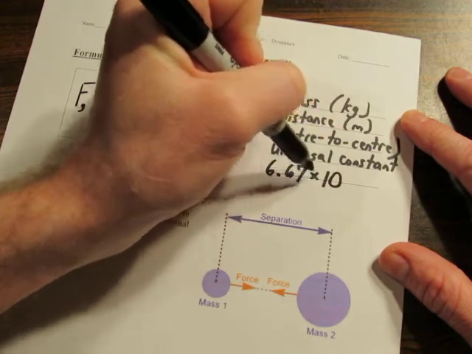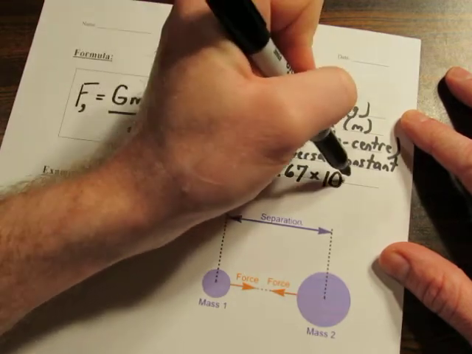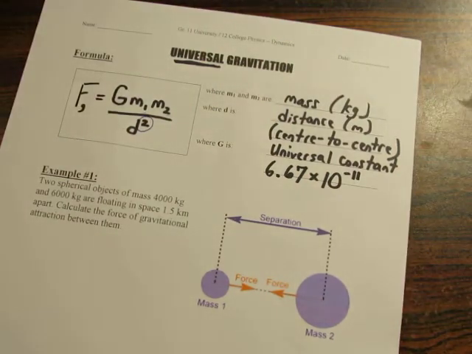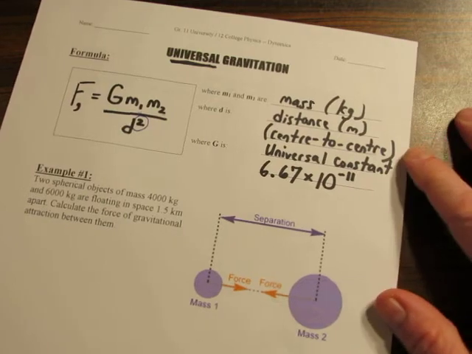The universal constant value is 6.67, very specific, times 10. It's a scientific notation number. 6.67 times 10 to the negative 11. It's a very odd looking number. It's extremely small. Think about what that means. To the negative 11, that's 0.0000000, 10 zeros, and then finally 667. 6.67 times 10 to the negative 11.